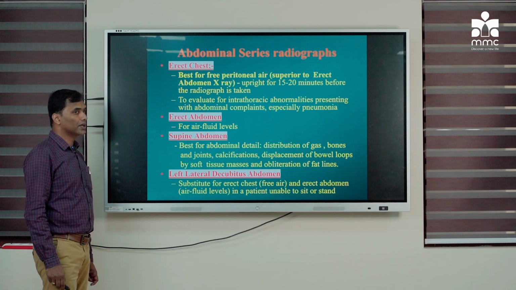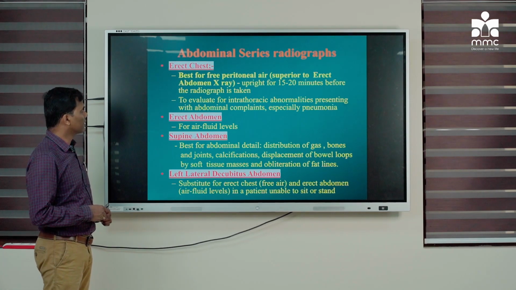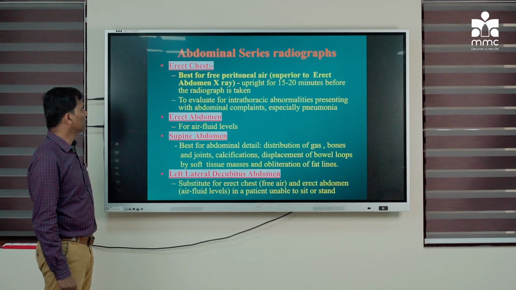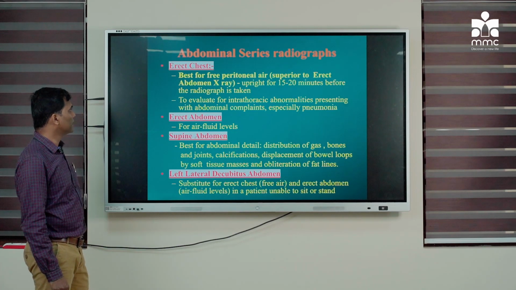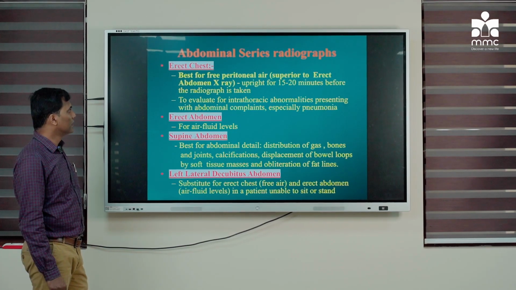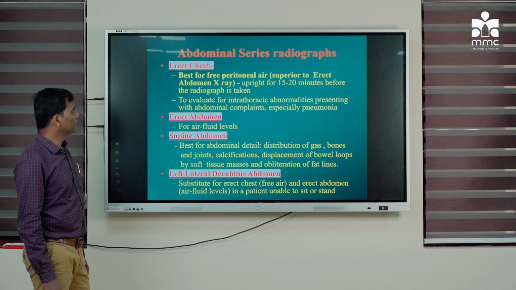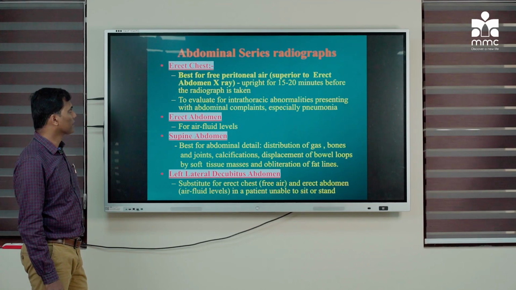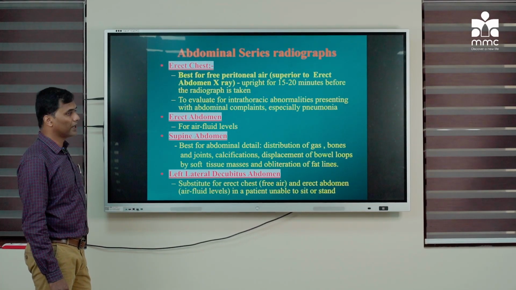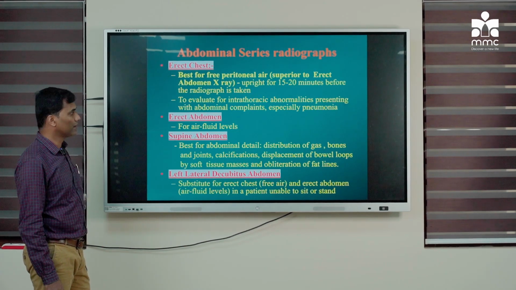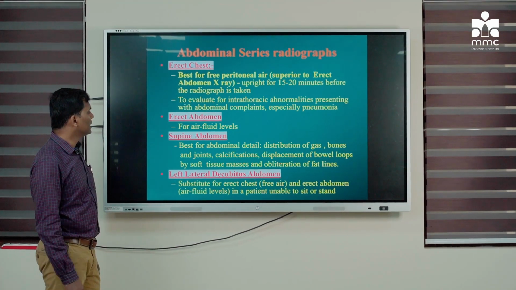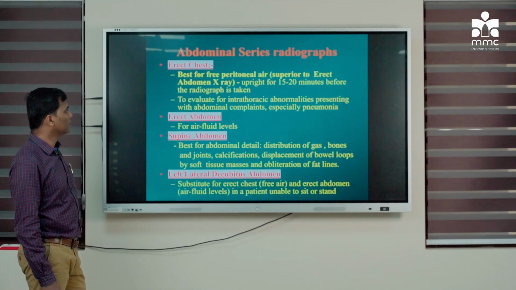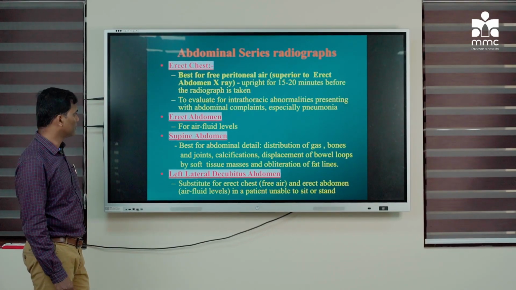In abdomen radiography, there are a series of radiographs which can be done and which will be useful. The more important one is erect chest X-ray. The advantage is it is best for free peritoneal air. It is superior to erect abdominal X-ray for diagnosing small pneumoperitoneum. The only thing is the patient should be in upright position for at least 15 minutes before taking the radiograph, so that air gets collected under the diaphragm. And also, being a chest X-ray, it will be useful to diagnose intrathoracic abnormalities which may present as acute abdomen.